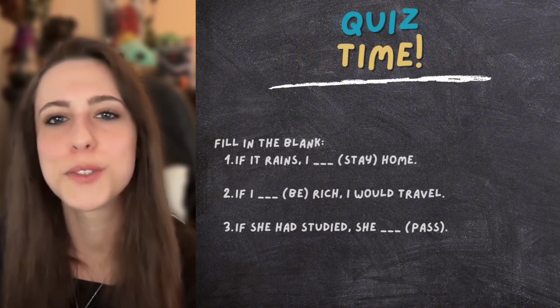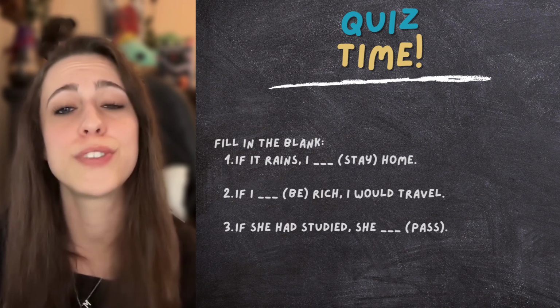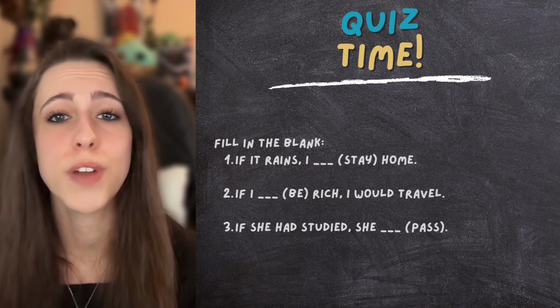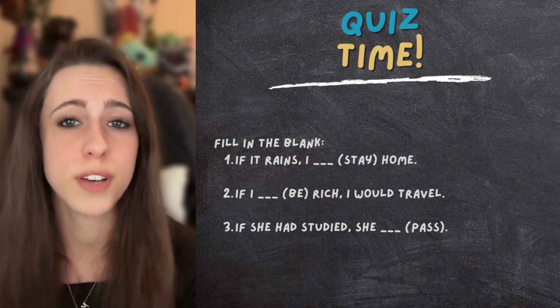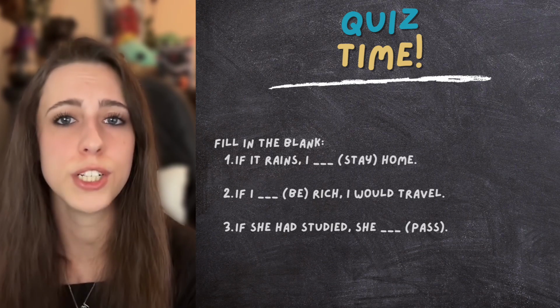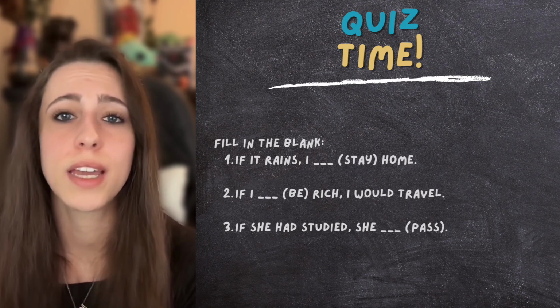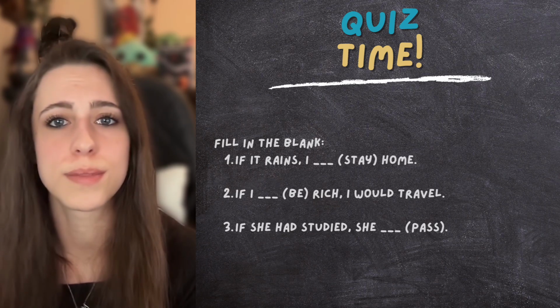Now let's do a quick little quiz to test your knowledge. Number 1, I want you to fill in the blanks. First one, if it rains, I verb stay home. Number 2, if I verb be rich, I would travel. And number 3, if she had studied, she verb pass.